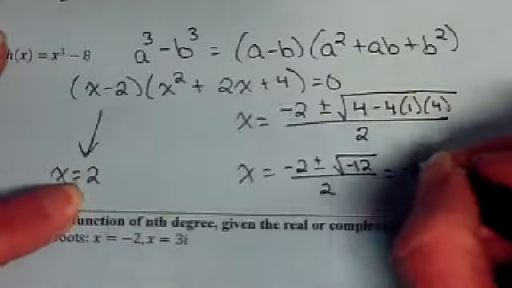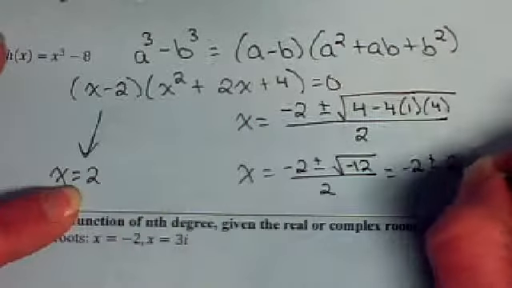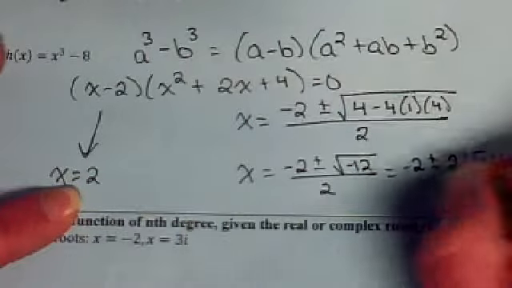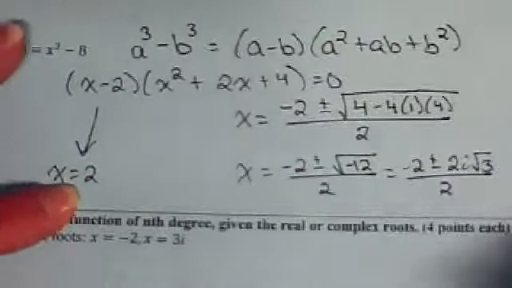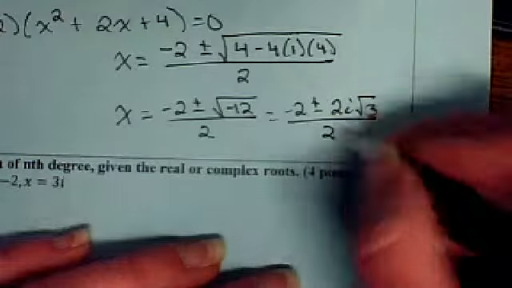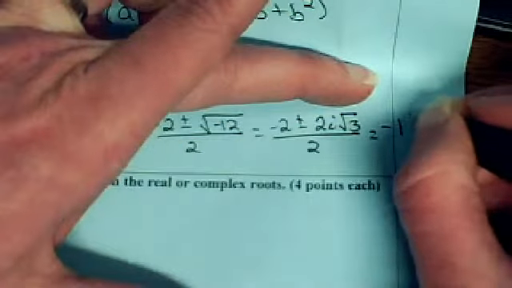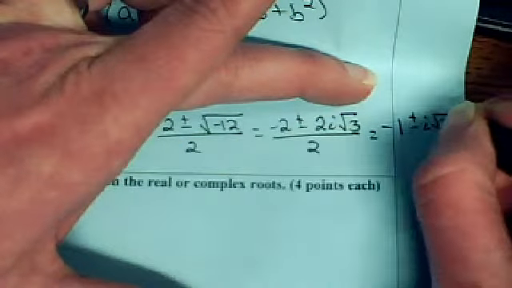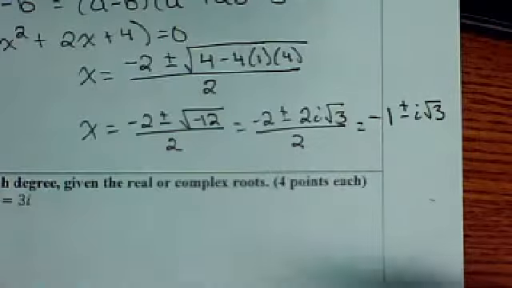That's going to give me 2i root 3. Oh, they're both divisible by 2. That would give me a negative 1 plus or minus i root 3. That one was the hardest one.